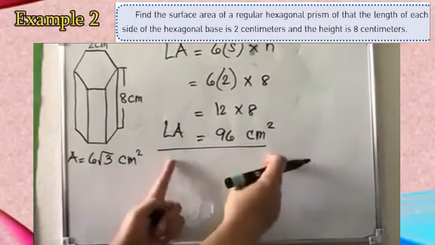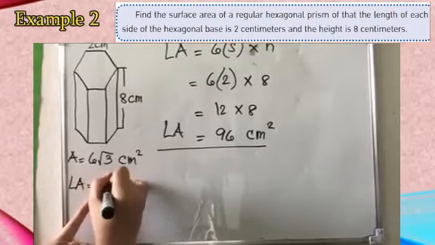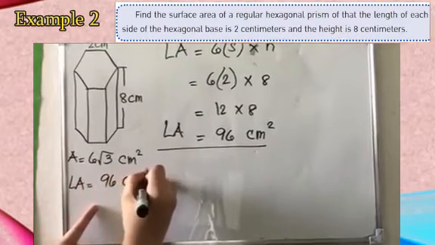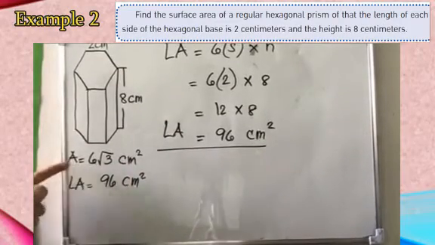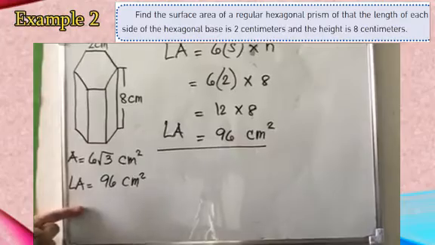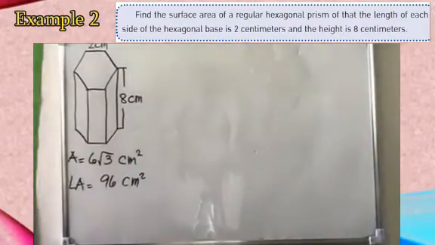Okay, so we are going to write here on the side: lateral area, 96 centimeter squared. Okay, so let's proceed. We now have the area of the base and the lateral area of the prism. So let's solve the surface area now.